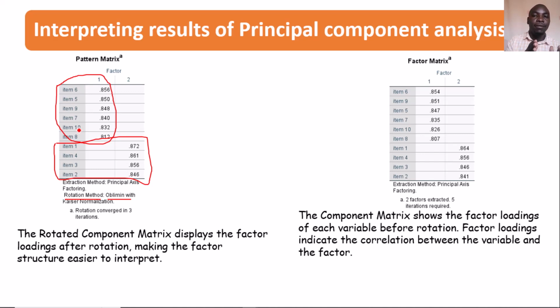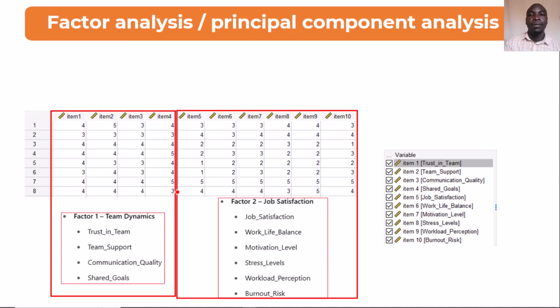So using these questions, you can now come up with the names of the factors. In our previous episode, we saw that these 10 items had actually names. One is trust in team support, communication quality, and shared goals. Then when you see these 4, they are all about team dynamics. So in your data, you are able to establish that there is a construct of team dynamics in my data set.